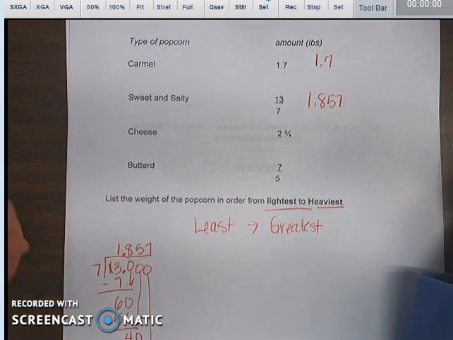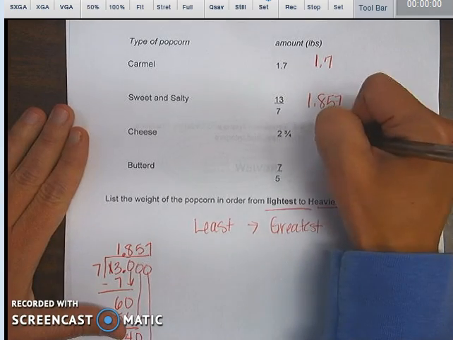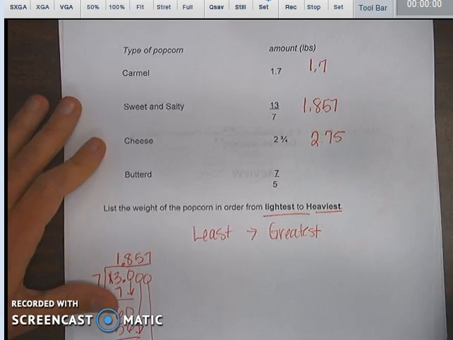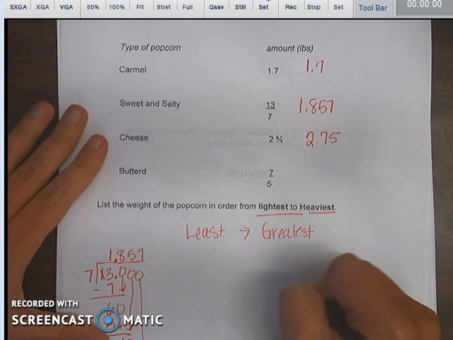Next one is pretty easy, 2 and 3/4. You should have 3/4 memorized. It's like 3/4. 2 and 75 hundredths. And then now I have 7/5. There's kind of a trick about the fifths. 7/5.